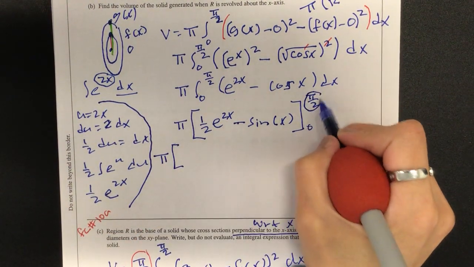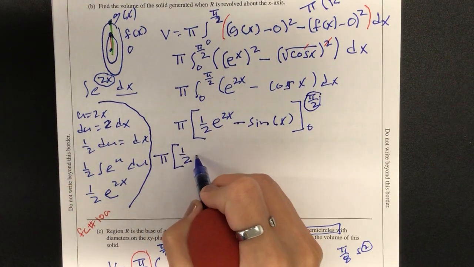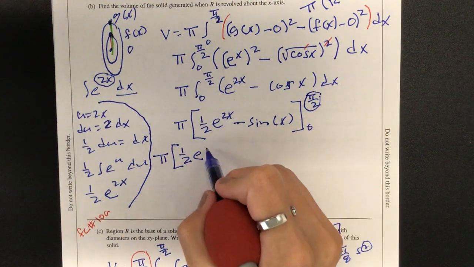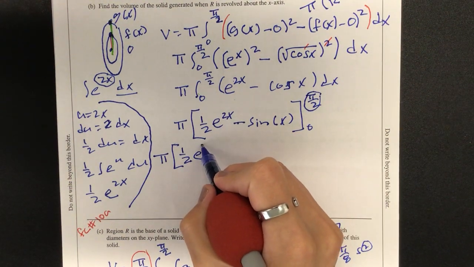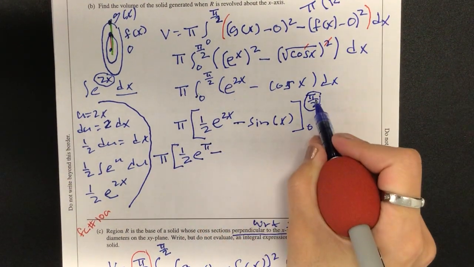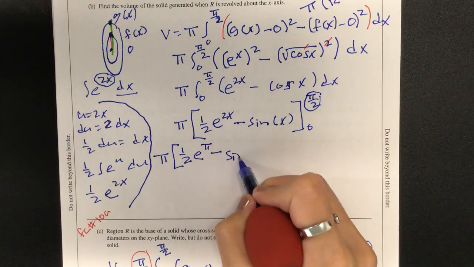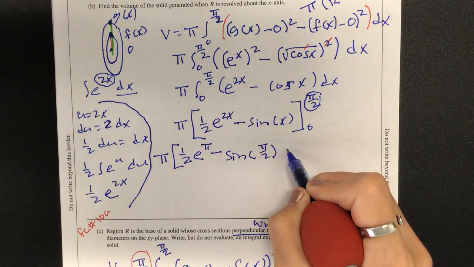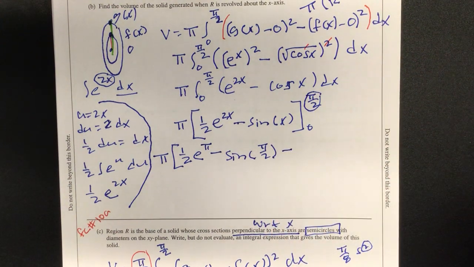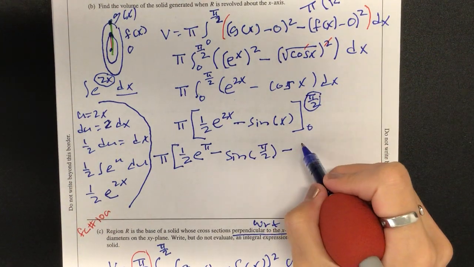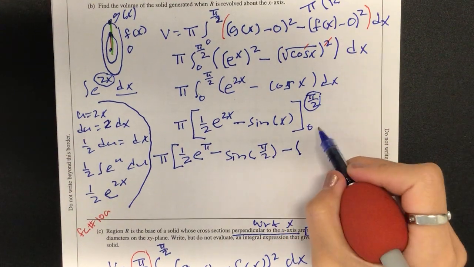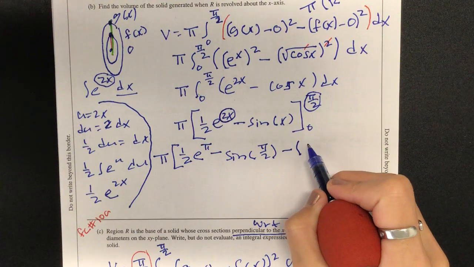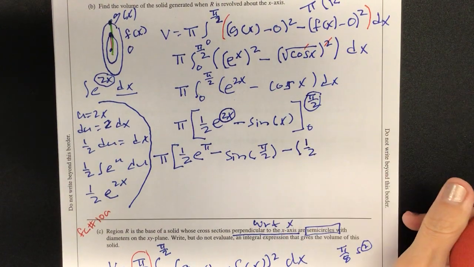The first thing I'm going to do is plug in pi over 2. So we have 1/2 e to the, if I plug in pi over 2, would you agree the 2's cancel? Yeah? Pi. And then now I'm going to plug in pi over 2 into my sine. Sine of pi over 2. Minus. Now I need to plug in the zeros. When I plug in the zeros, I'm going to start putting in parentheses. What is e to the power of 0? 1. And 1 times 1/2 is simply 1/2.